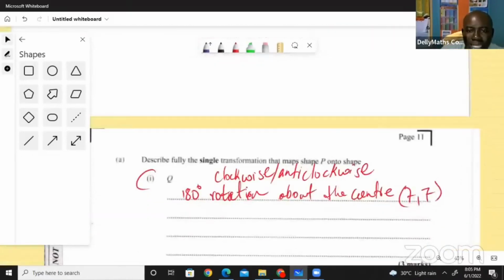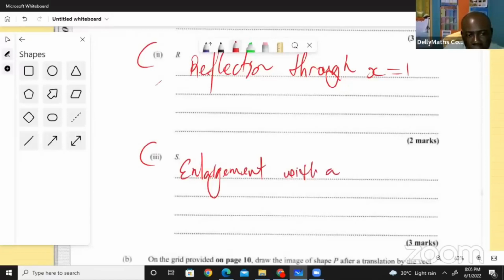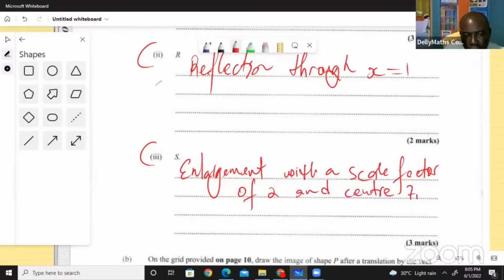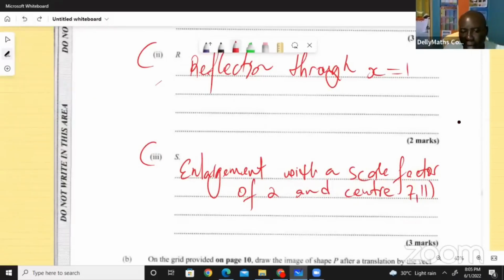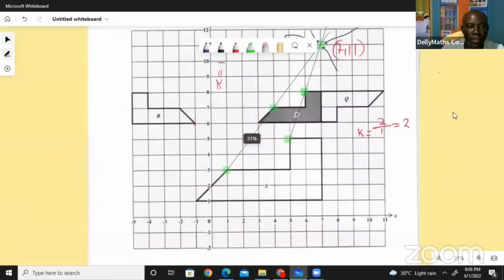So let us now state what needed to be said. This is an enlargement with a scale factor of 2 and center 7, 11. So there it is. We have the center and the scale factor along with the fact that it's an enlargement. So this is 3 marks because you would have actually said 3 things there, right?